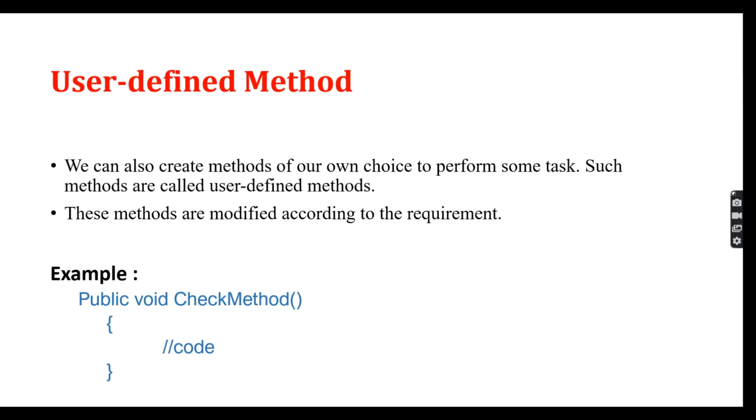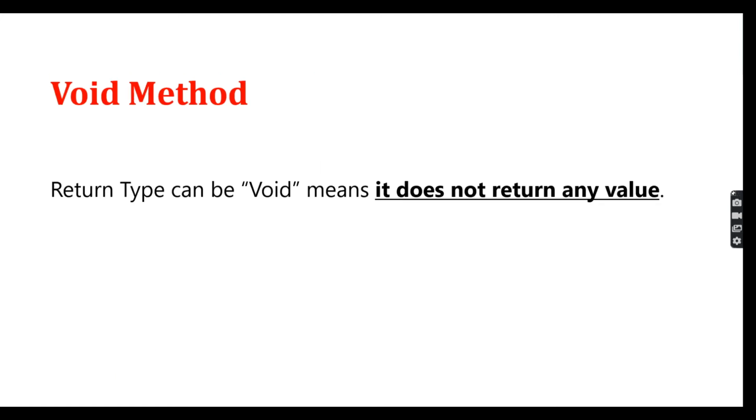User defined method means the user creates the method. So here, public void check method. I have given the check method name as I wish. You can give print method, or print value, or get value, set value. This is your wish. According to the action you are going to perform, you can give the method name. This is the void method, the normal one, public void, and you can give a method name. Here it does not have any return value. It is only for putting some condition or printing some value.